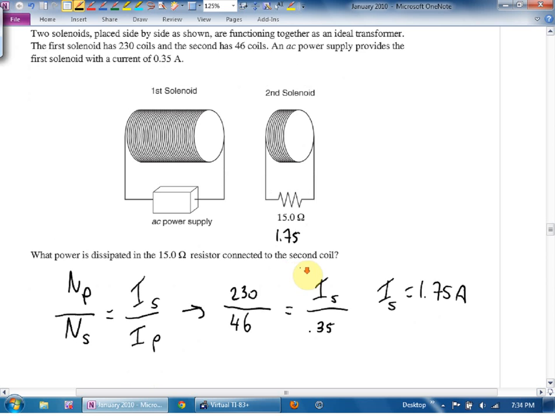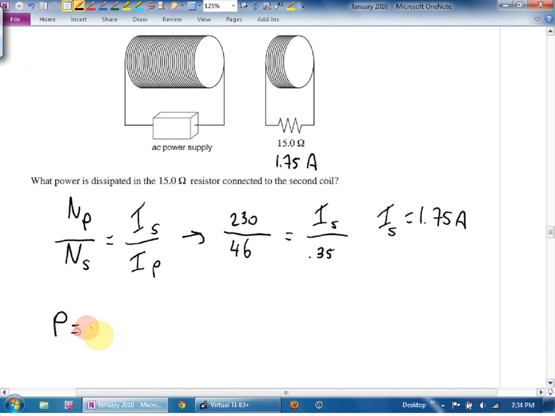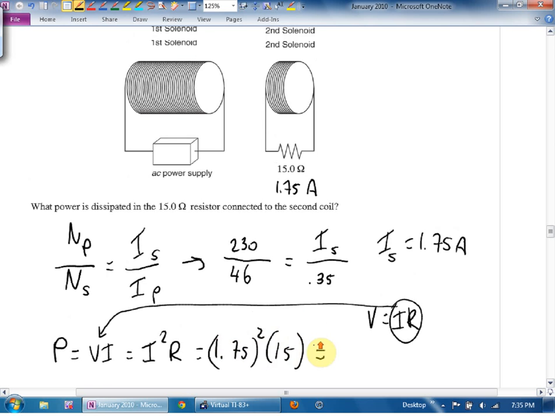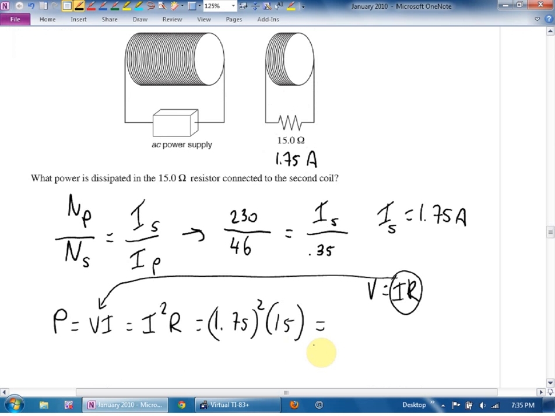The only formula they give me on my formula sheet is that. However, can you look at that one and also use V equals I times R and give me one that only has I's and R's in it? Yeah, plug this in for V and you'll get I squared R. The power is going to be 1.75 squared times 15. That's pretty easy. How many marks is that? 5 marks? Okay, I'll take that. What's the answer? 45.9? Okay. Yes, yes. Joy.